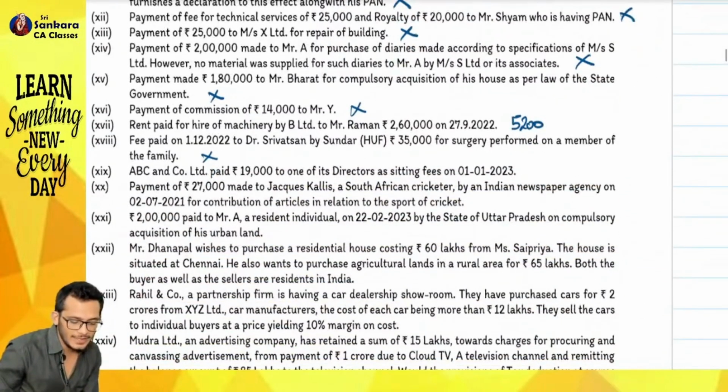ABC & Co. Limited paid 19,000 to one of its directors as sitting fees. Applicable, not applicable? Applicable.